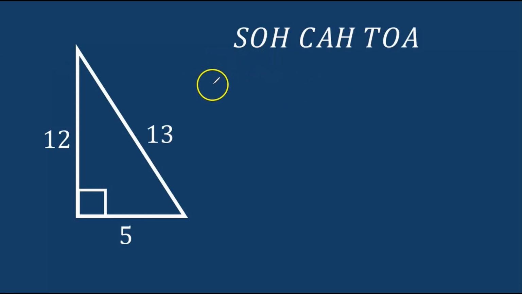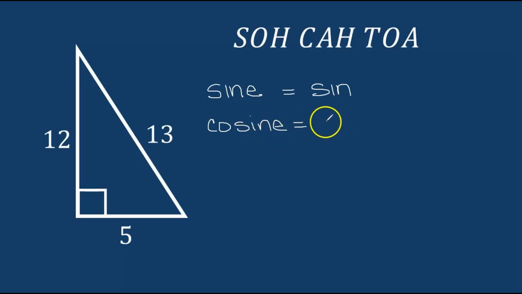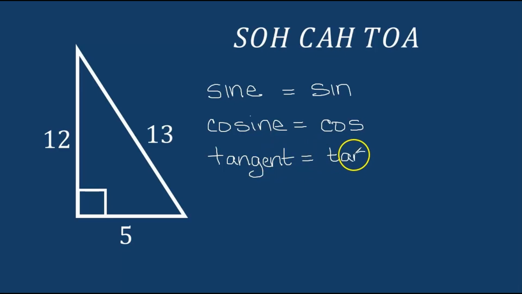The first trig function is sine. We spell sine like this, but we abbreviate it like this. We don't pronounce it sin. That's a common mistake that a lot of my students make. We do still pronounce it as sine. The second trig function is cosine, and we abbreviate it like this. And the last trig function is tangent, and we abbreviate it like this.